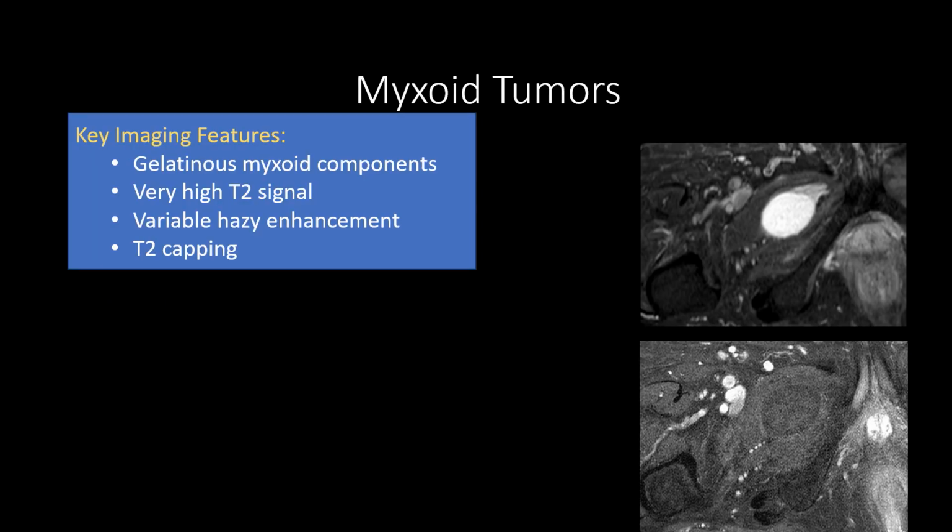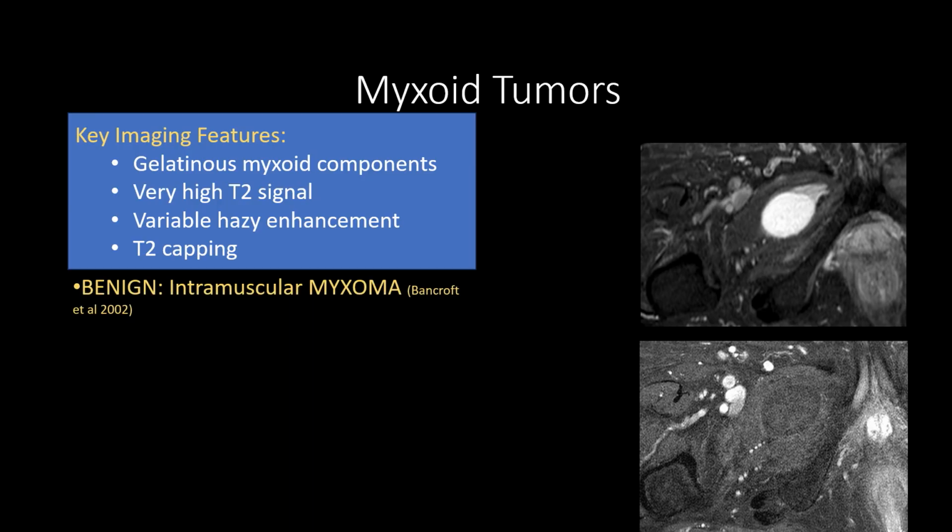We talked about this being this jelly donut type of component, very, very high in T2 signal because it has a very high water content. And it has very hazy enhancement because it's not particularly cellular. And we'll talk about this T2 capping, which is one of my favorite findings in soft tissue tumor evaluation.